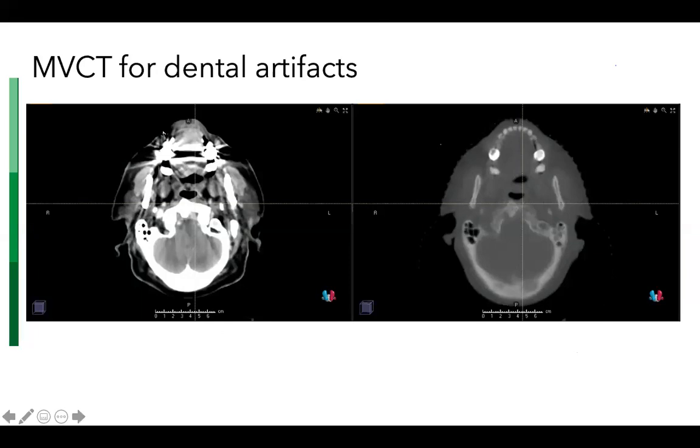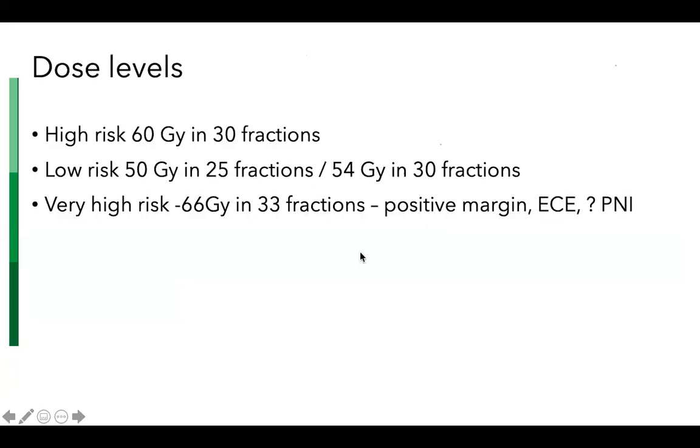In case the patient has dental artifacts, it can create a problem in target delineation. And it can also create a problem in assigning Hounsfield units. So wherever there is MVCT available, one may use an MVCT to correctly identify exactly the dental artifact, and also replace the Hounsfield units manually. So this is one of the things that one can do in oral cavity tumors.